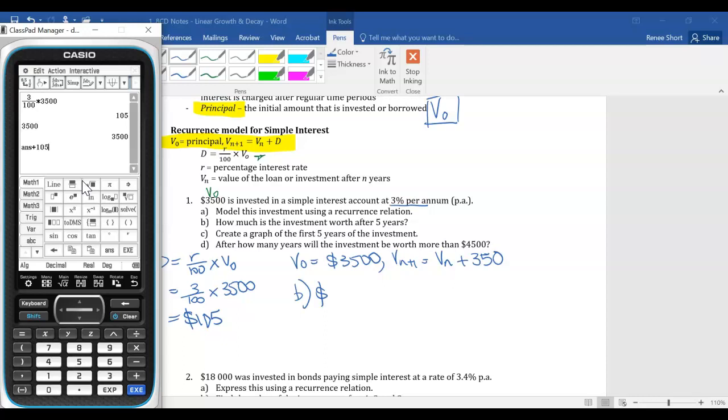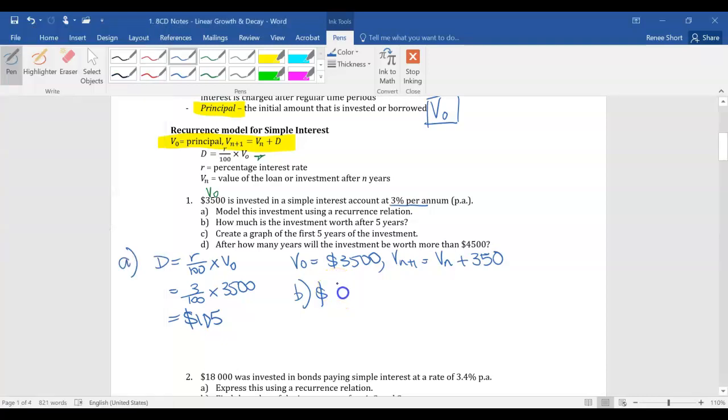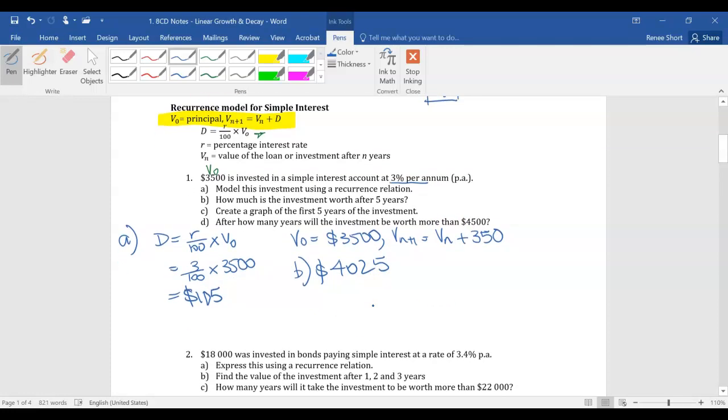And then if I add on 105 and press enter, at the end of my first year, I've got $3,605. And I can do that again a second time, third time, fourth time, fifth time. So at the end of the fifth year, my investment is therefore worth $4,025.